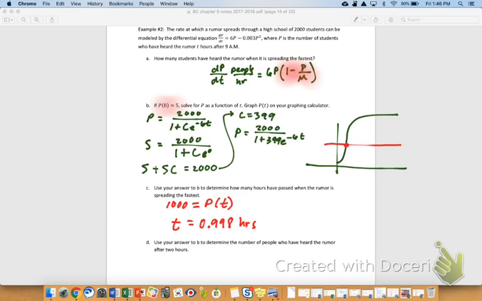And then D says use your answer from B to determine how many people have heard the rumor after 2 hours. So after 1 hour, we're up to 1,000. So you would expect that after 2 hours, we're over 1,000, right? So for D, we would do something like P of 2 hours equals 2,000 over 1 plus 399 e to the negative 12th. Throw that in the calculator.